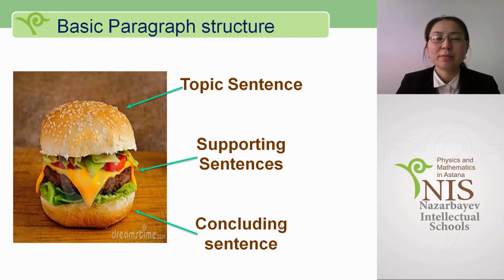As you see, basic paragraph structure in the essay is like a hamburger or a sandwich. In a hamburger we have 2 buns. And here we have 2 main sentences. There are topic sentence and concluding sentence. And what is inside those 2 buns? The most delicious thing. And in an essay, this most delicious thing is called supporting sentences in any paragraph.